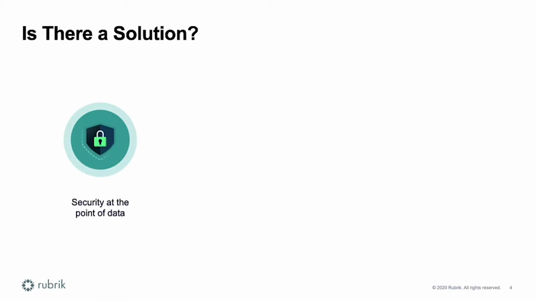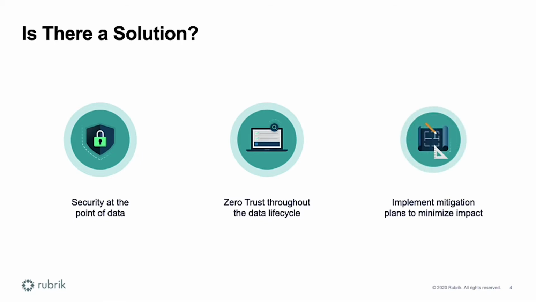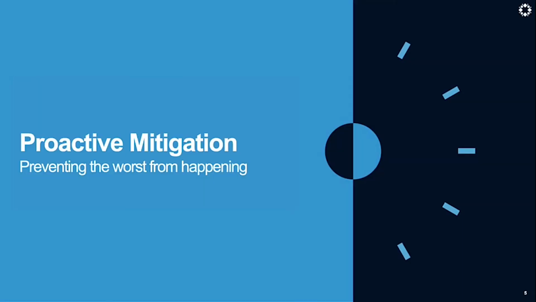Some of the best ways to address the problem are implementing a zero trust framework through the data lifecycle, implementing mitigation plans, and ultimately generating security at the point of data. Now, let's talk a little more about this with our focus in three primary areas: proactive mitigation, insurance, or what you can term, like CYA mitigation, and reactive mitigation. So let's start with proactive mitigation.